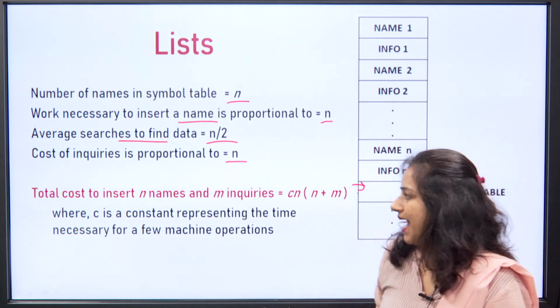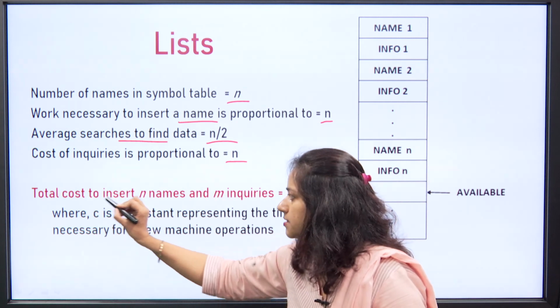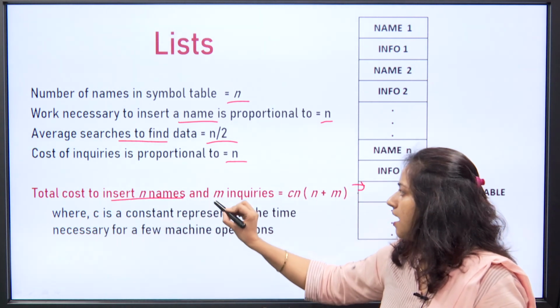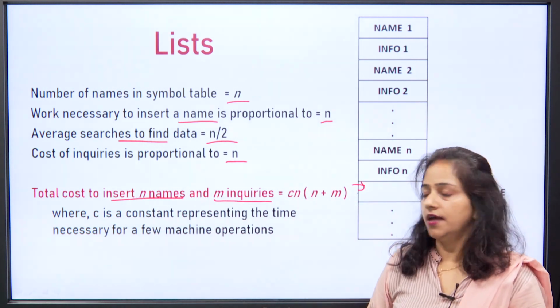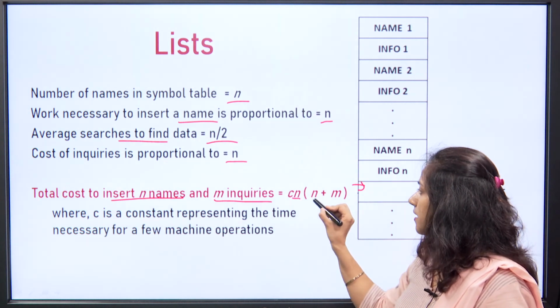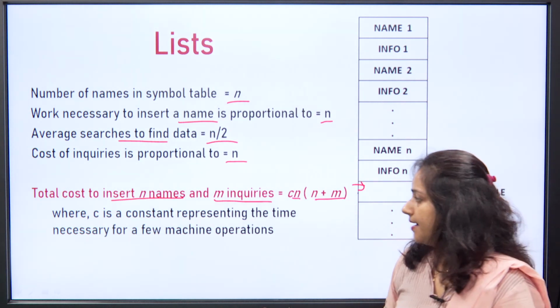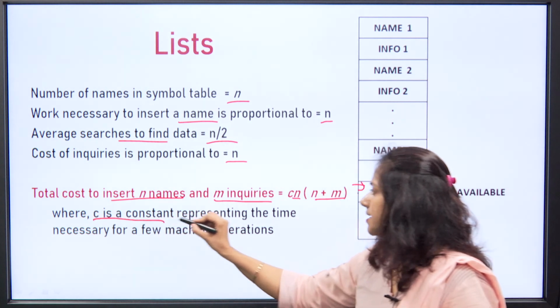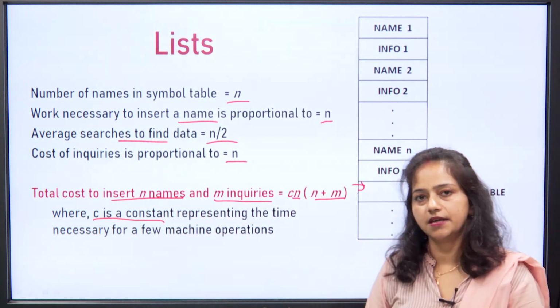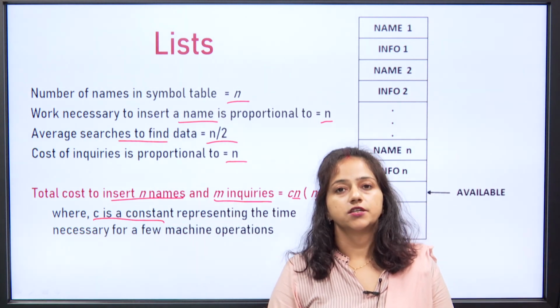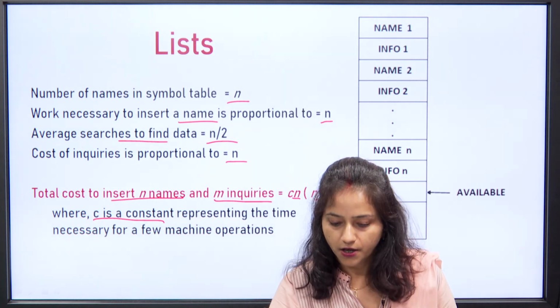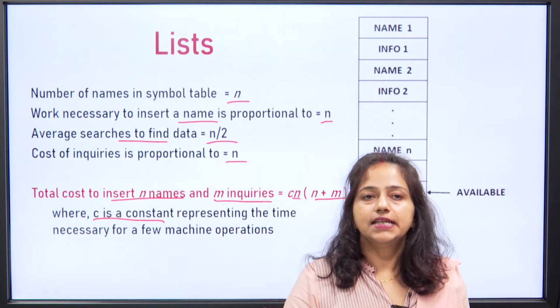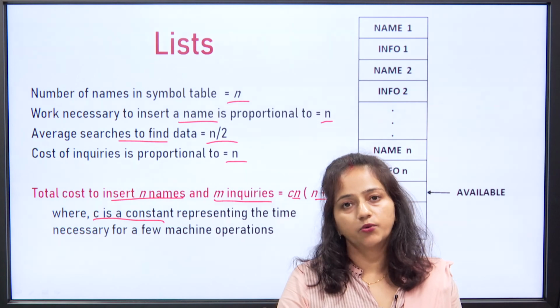So, now we can calculate the total cost to insert n names and m inquiries. It will be Cn(n plus m), where C is a constant, representing the time necessary for a few machine operations. So, this is about the analysis of the efficiency of the list.